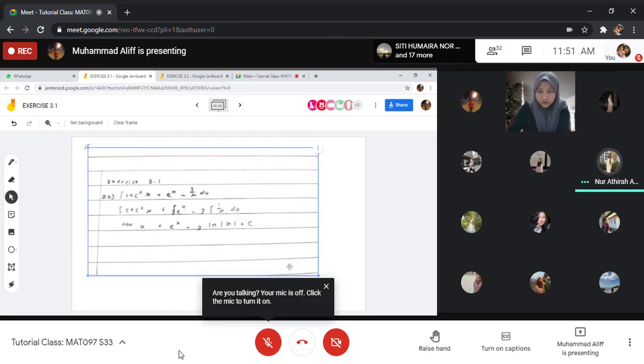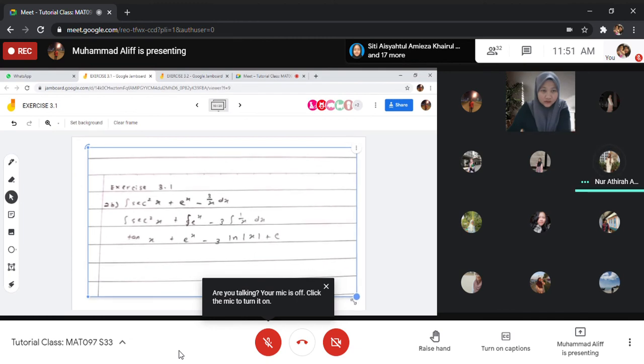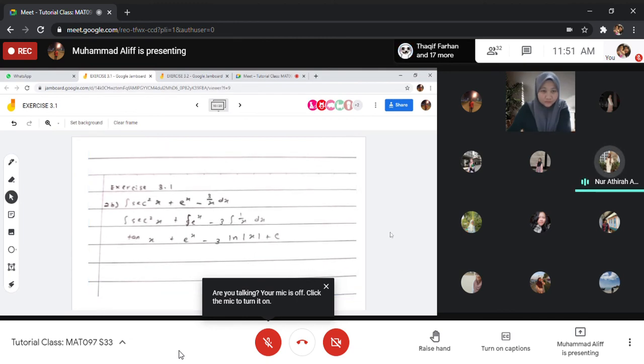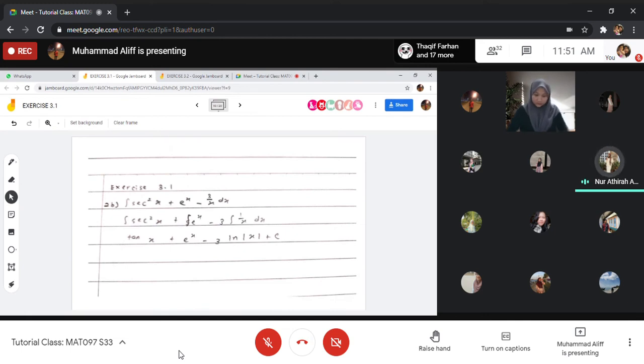Saya Doktor. Okay, Atira. Yang 2B ni dia suruh integrate secant square x plus exponential x minus 3/x dx. So untuk yang 3/x ni saya keluarkan 1/x ni. Lepas tu saya keluarkan 3 dia untuk nak senangkan integration. So secant square x ni bila integrate dapat tan x. Yang exponential x ni bila kita integrate kita dapat exponential x. Lepas tu 1/x ni kalau integrate dapat ln x modulus plus c.